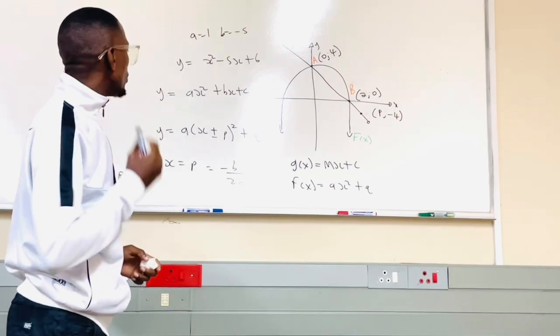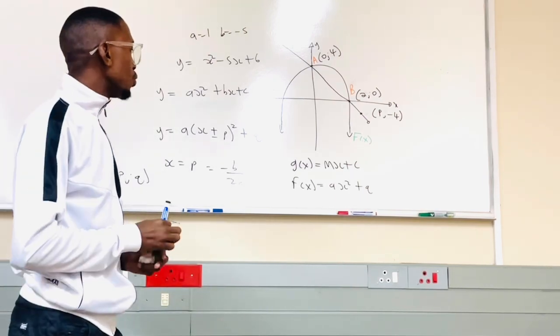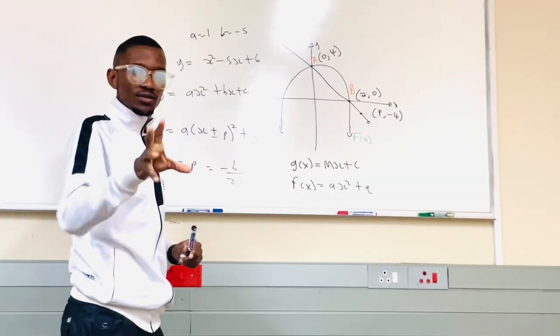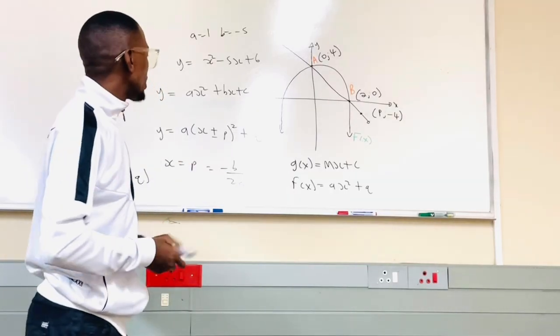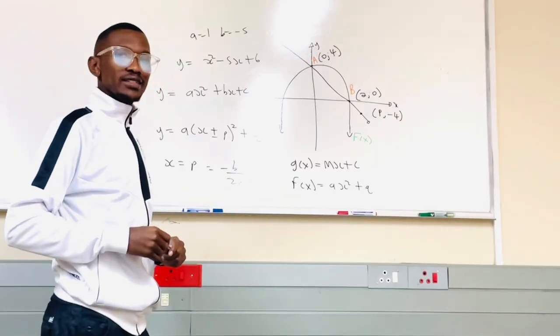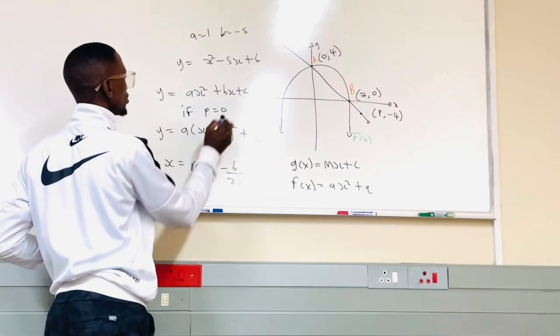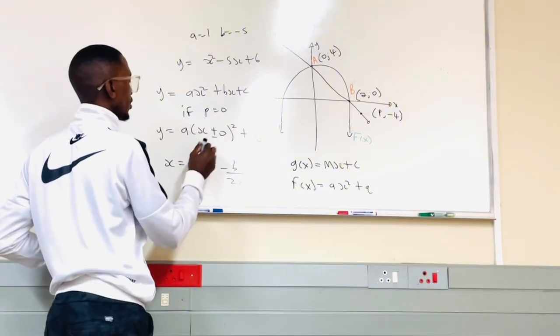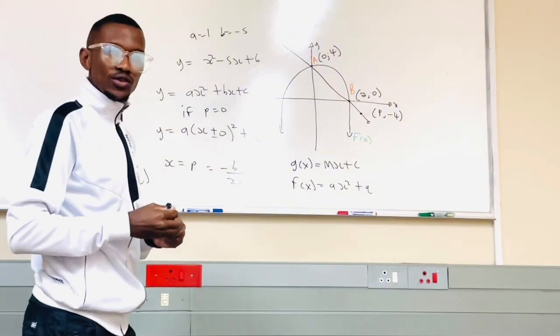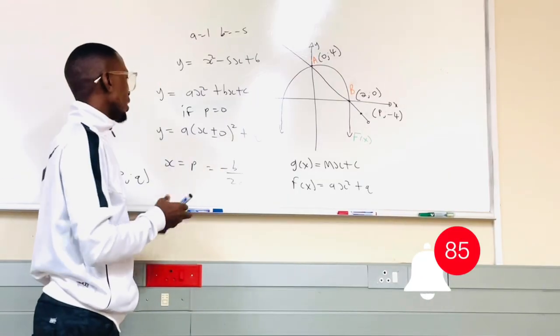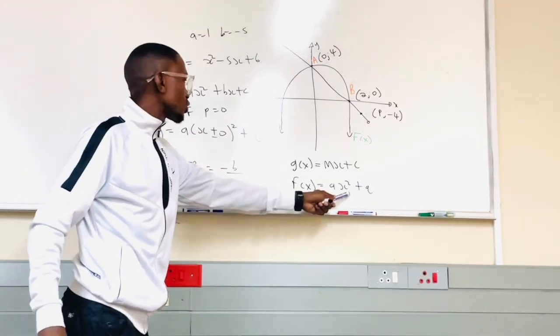Now, let's continue. Those who are doing grade 10 might wonder, why don't they have P? Let me tell you something, guys. The reason you don't have P is that in grade 10, P is 0. So if P equals 0, I must put 0 here. So what is x plus 0? It's going to be x. x minus 0 is still x. Then in the bracket squared, you're going to end up having ax squared plus q.